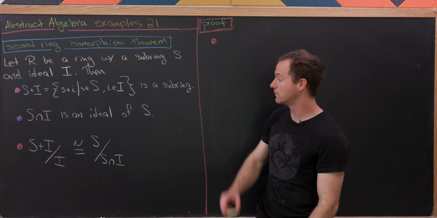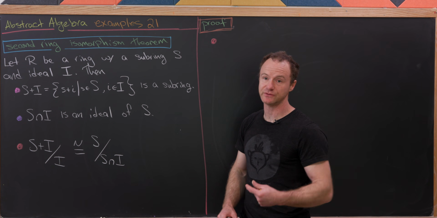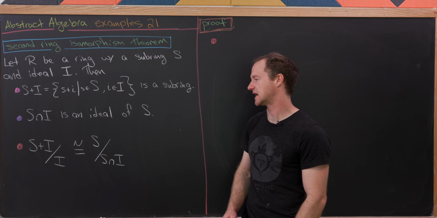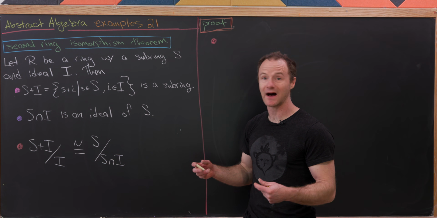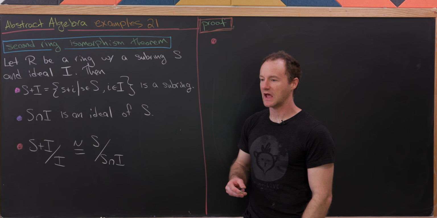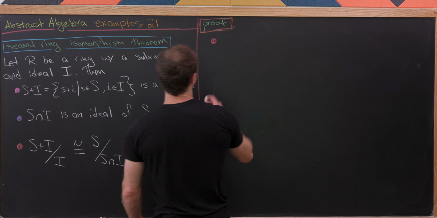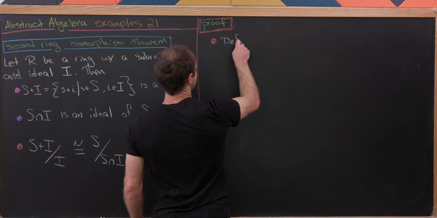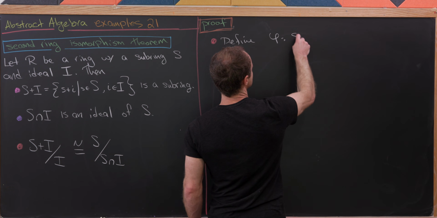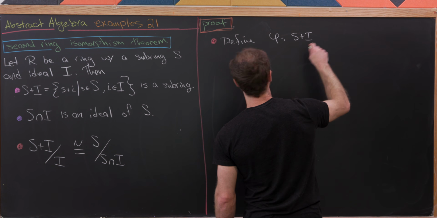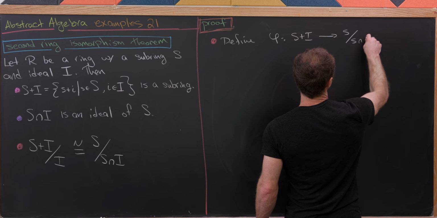We'll finish the proof by showing that (S plus I) mod I is isomorphic to S mod (S intersect I). And we'll do this by constructing what I'll call an obvious homomorphism, and then showing that it is surjective and finding the kernel. Okay, so let's define the following map. It'll be phi, and it goes from S plus I into S mod S intersect I.